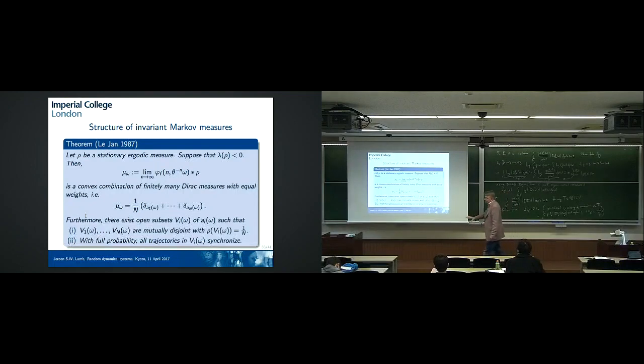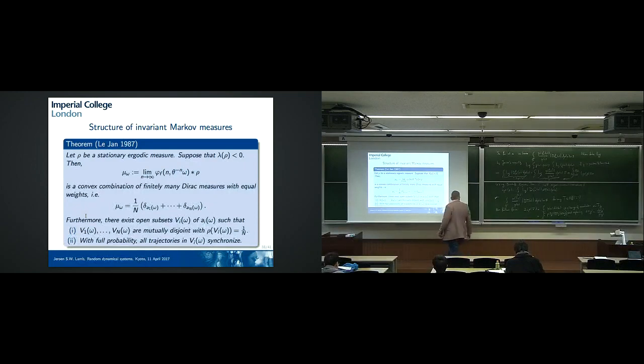So in the case we saw before, we have basically only one such delta measure. We don't have n of them. We just have one unique attracting fixed point. Lejeune says that in principle you can have many, but only a finite number.